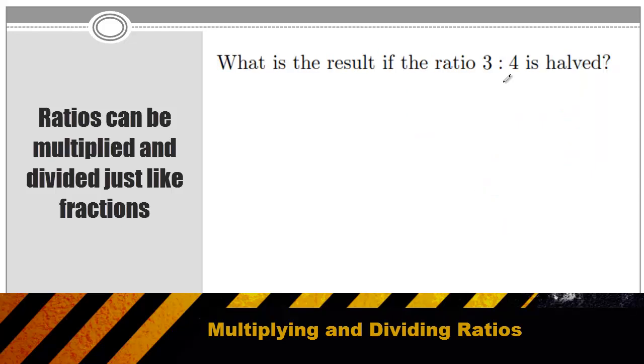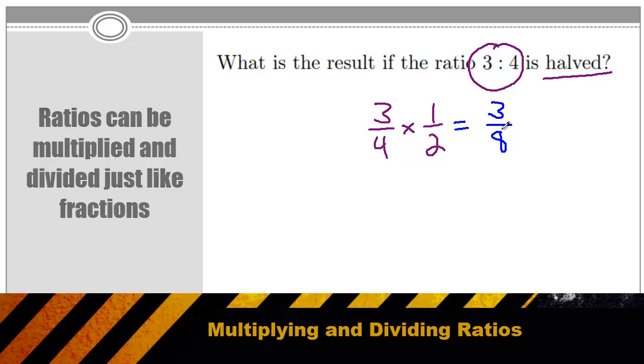Cutting a ratio in half follows the same procedure. I start off writing my ratio of 3 to 4, and I write that as 3 over 4. And then to cut it in half, I'm simply going to multiply that ratio by 1/2. And I get the fraction, or the ratio, of 3 over 8.